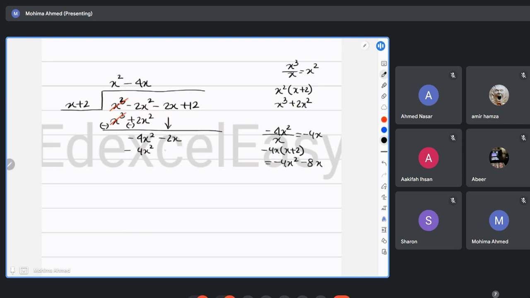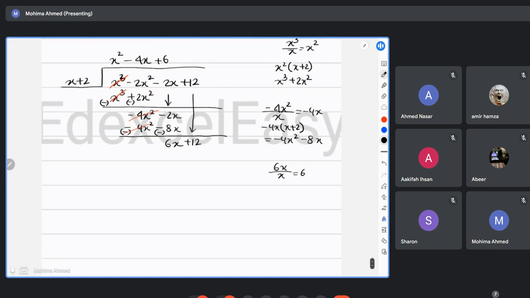So 4x squared, 8x, and minus, right? This will eventually be positive, right? So minus 4 plus 4 cancel each other out. And minus 2 plus 8 gives you 6x plus 12. First term over here is now 6x divided by x is 6. So plus 6.